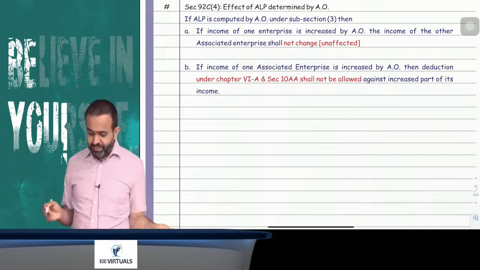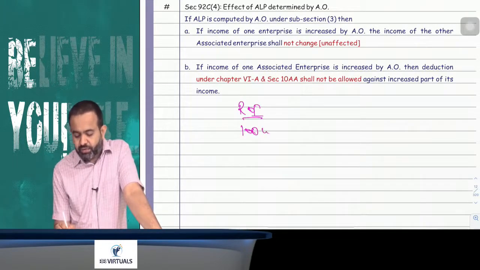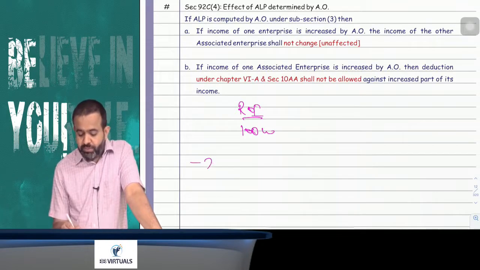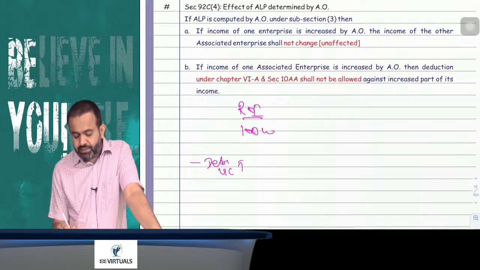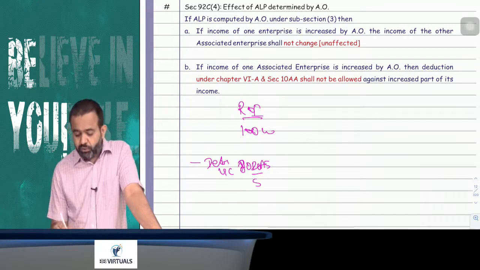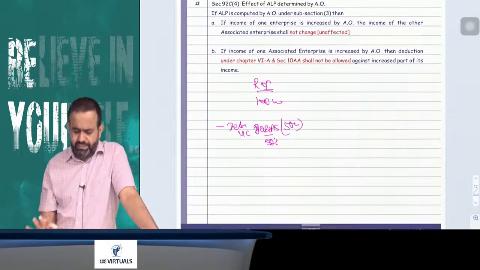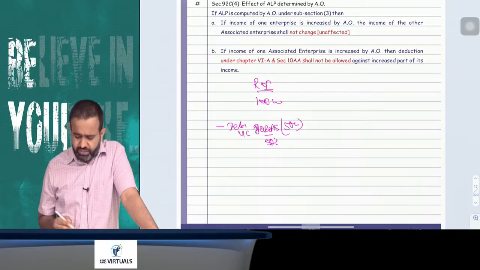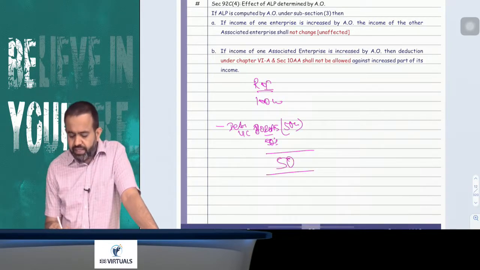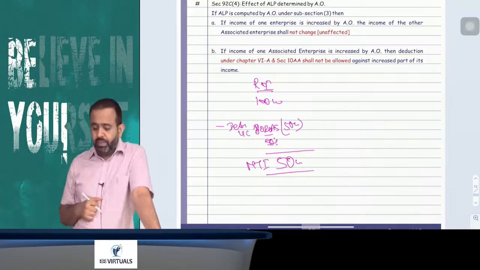I can take one example. Suppose you have filed the return of income, and as per ROI your income was 100 crore. Suppose there was some deduction under Chapter 6A, say a deduction under 80IAC, and suppose for example it was a 50% deduction, so you claim a deduction of 50 crore. This is not actually 50% in 80IAC, it is only for the purpose of example. So your net taxable income was 50 crore as per your return of income. Now what happened?